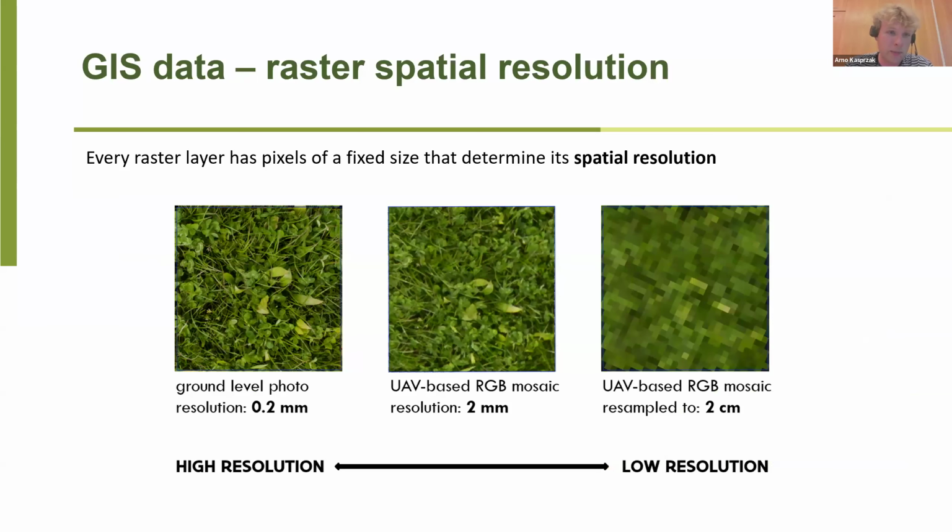An important concept for rasters is spatial resolution. So what's spatial resolution? Spatial resolution is basically the fixed size of every pixel in the matrix of the raster. You can have very high spatial resolution data, as here on the left, where every pixel is around 0.2 millimeters. Then you see a lot of detail. But on the other end, you can also have very low resolution data, as here on the right, where every pixel is then only 2 centimeters.